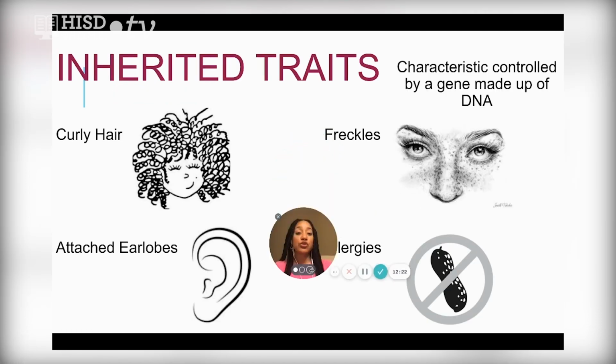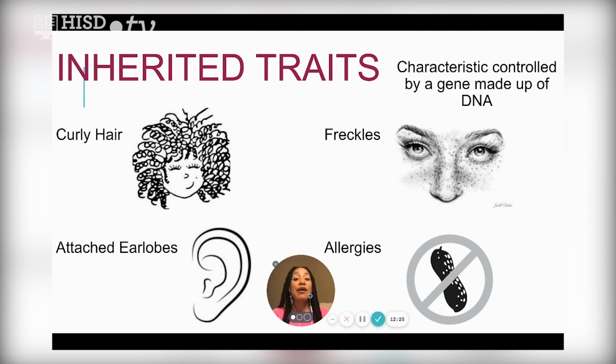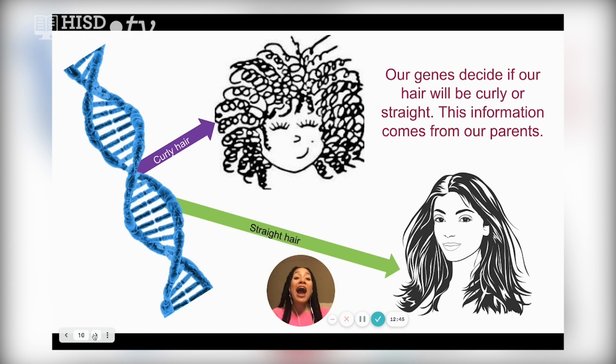So inherited traits. Inherited traits are characteristics controlled by genes. An inherited trait is something that you get from your parents. For example, curly hair is something you may get from your parents. Freckles, attached earlobes, or some allergies. So our genes will decide if our hair will be curly or straight. This information comes from your parents, half from your mom and half from your dad.